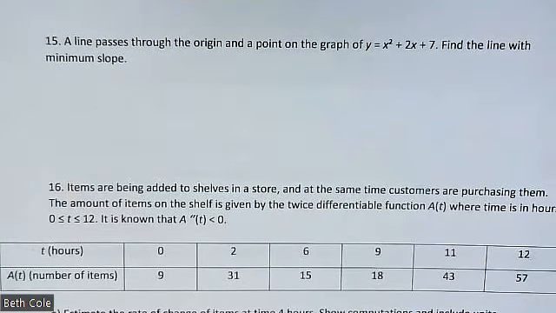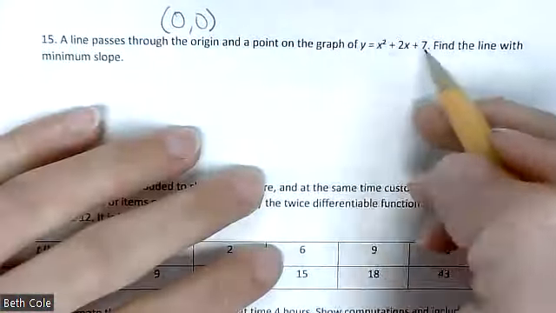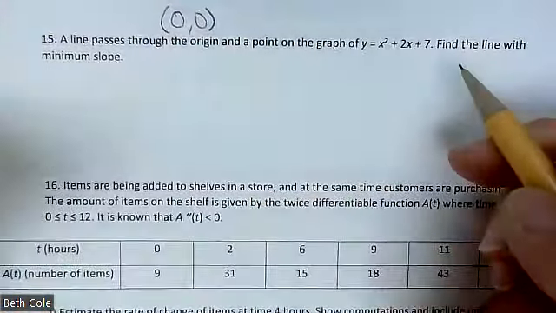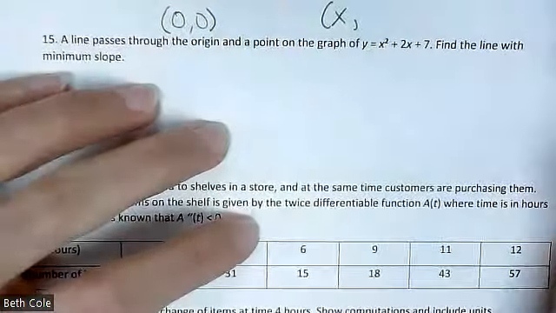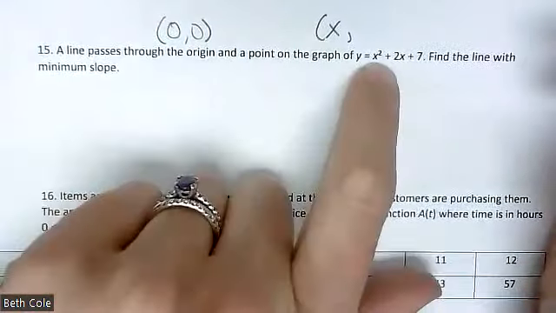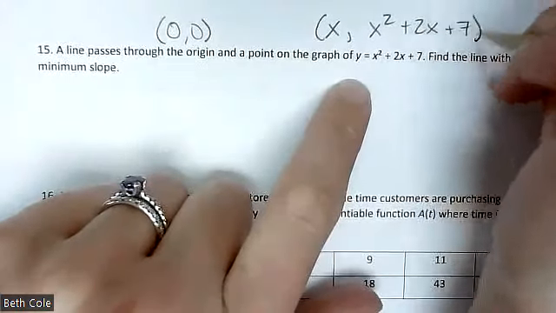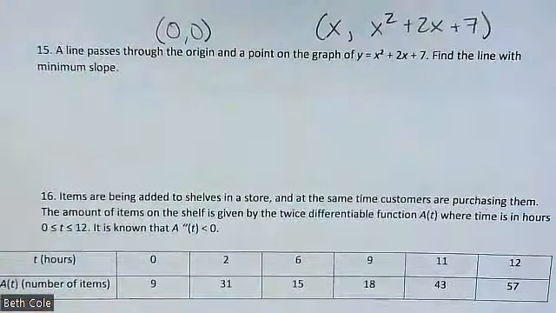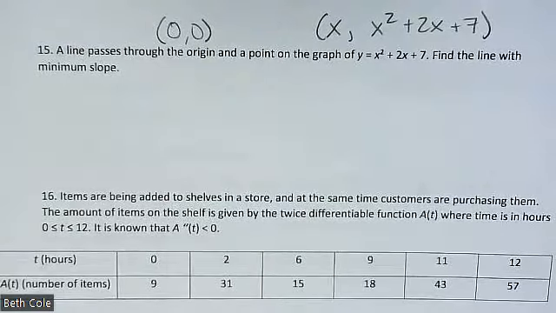All right, a line passes through the origin. That's actually a really convenient point. What's the point for the origin? (0, 0). And then this graph, and this is going to seem kind of silly, but your points on that graph would be x, comma, x squared plus 2x plus 7. Do you get what I'm saying there? You plug in x and what you get back is whatever that is. That's how graphs work.